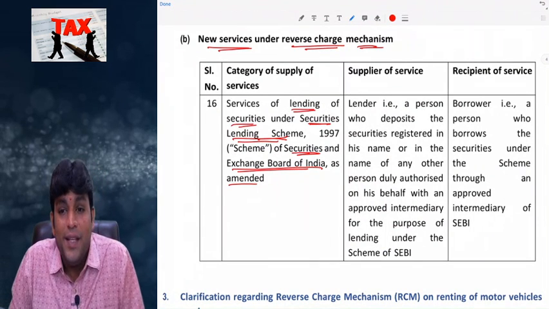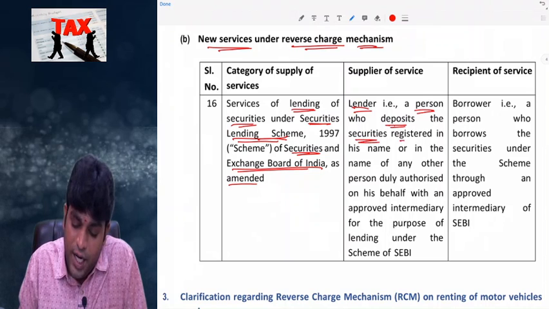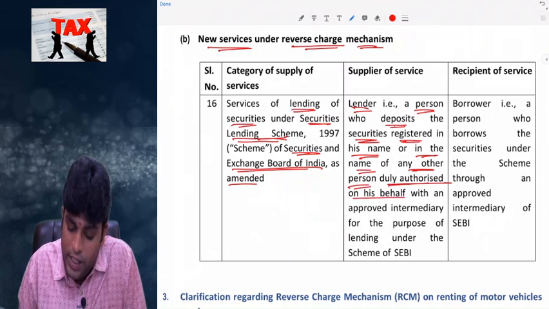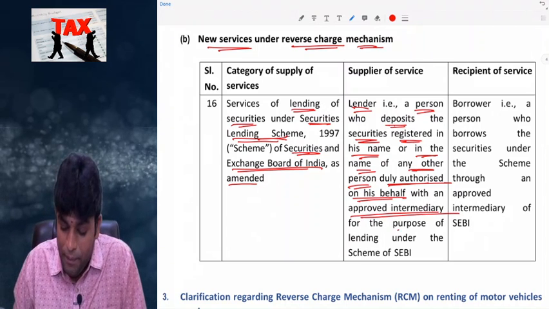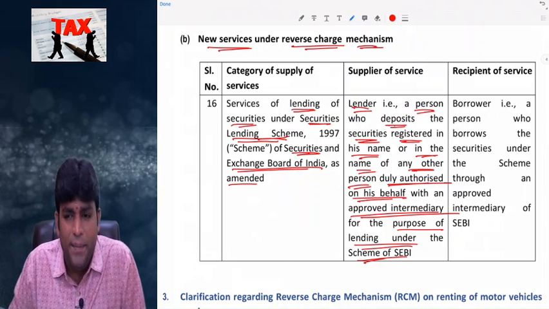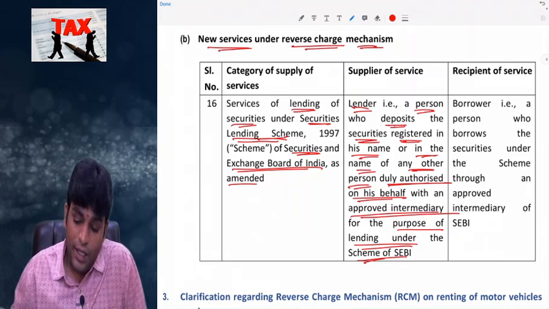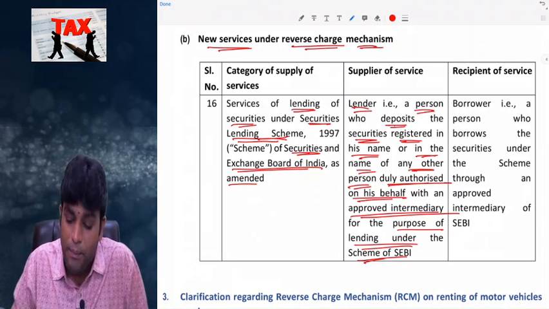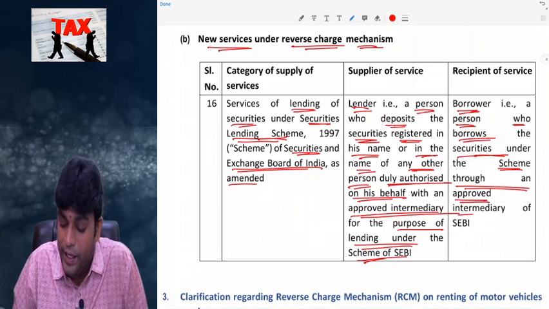See now, the supplier of service is the lender, a person who deposits the securities registered in his name or in the name of any other person duly authorized on his behalf with an approved intermediary for the purpose of lending under a scheme of SEBI. Don't think this is an unapproved scheme. This is a lending scheme approved by SEBI. Perfectly approved scheme. Then the recipient of service is a borrower, that is a person who borrows the securities under a scheme through an approved intermediary of SEBI.